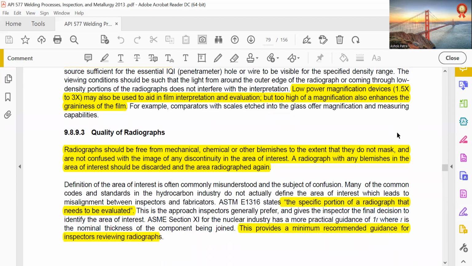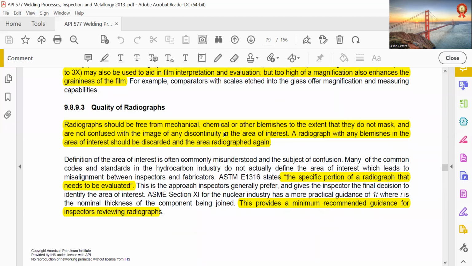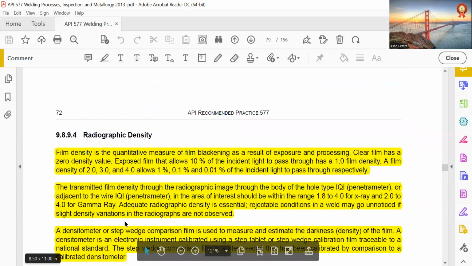Quality of radiographs. Radiographs should be free from mechanical, chemical, or other blemishes to the extent that they do not mask and are not confused with the image of any discontinuity in the area of interest. A radiograph with any blemishes in the area of interest should be discarded and the area radiographed again. This provides the minimum recommended guidance for an inspector reviewing radiographs.